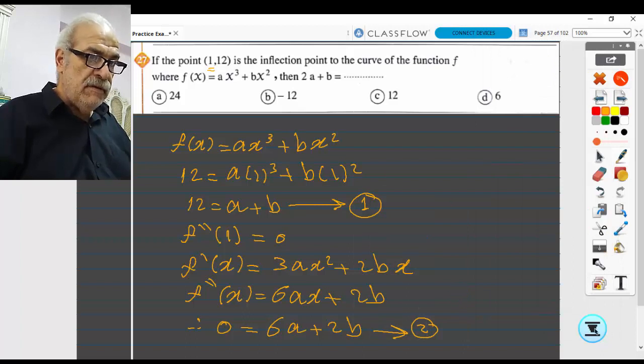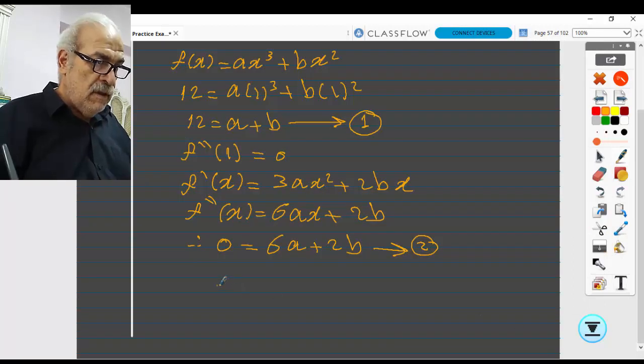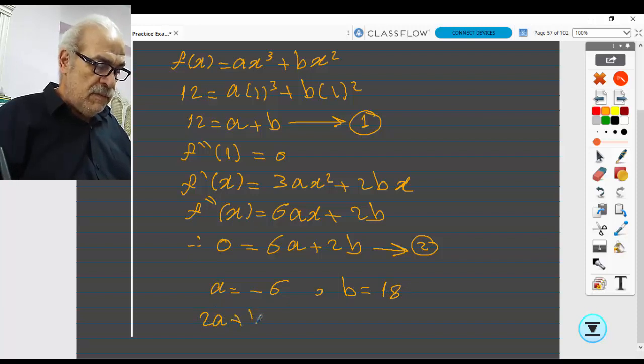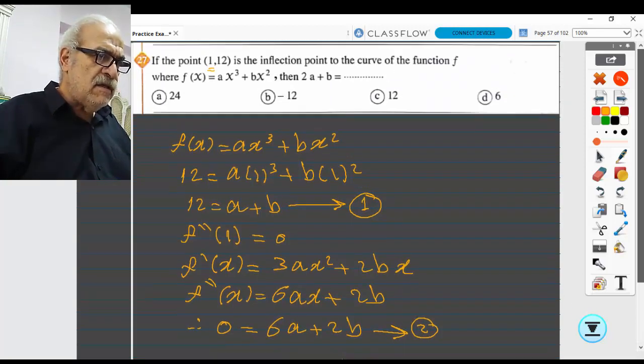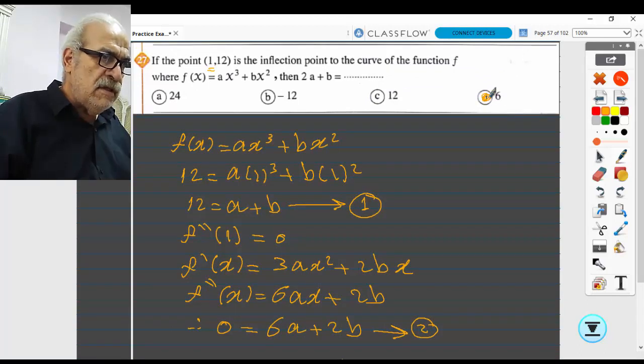We have here a equals negative 6 and b equals 18. The required is to find 2a plus b, right? 2a plus b equals 2 multiply a. What is the value of a? It is negative 6, plus b, plus 18. Negative 12 plus 18 equals 6. And the result will be in letter D.